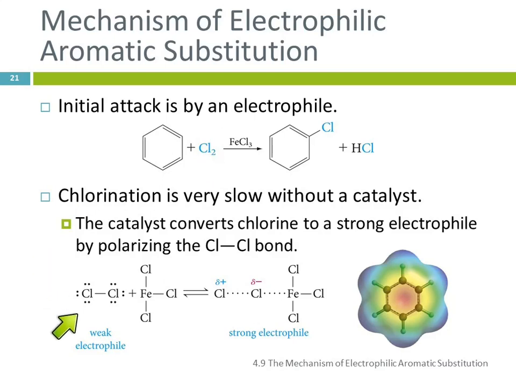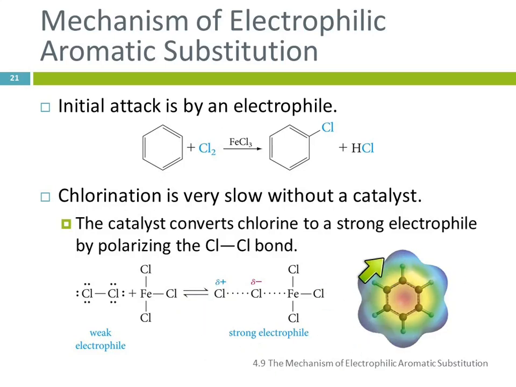And what happens is this. Chlorine itself, the molecule, is a weak electrophile. It's not really strong enough to do anything here. But when it makes a complex with the iron chloride, that causes this bond to be polarized. It doesn't break it, but it's pulling the electron density over here, and so now this chlorine atom has a partial positive charge. That makes it a stronger electrophile. It's more in search of electrons.